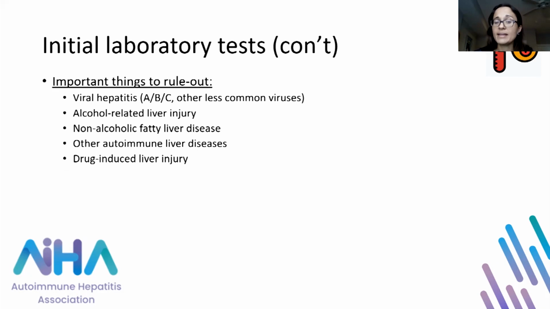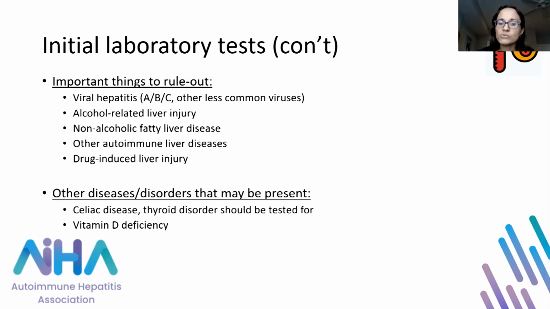So non-alcoholic fatty liver disease is liver disease that results from folks being a little bit overweight, having diabetes, cholesterol disorders, etc. We also want to know whether there's a presence of another autoimmune liver disease. So there are several other autoimmune liver diseases that exist. And then oftentimes on history, we'll be asking about recent drug exposures or medication exposures, because sometimes those can cause a liver injury that is very similar to autoimmune hepatitis. And so we want to understand whether there may be a contribution from drug-induced liver injury.